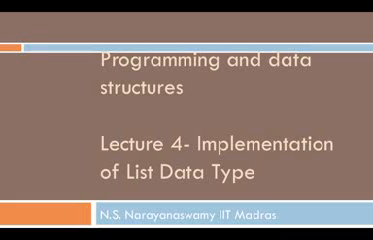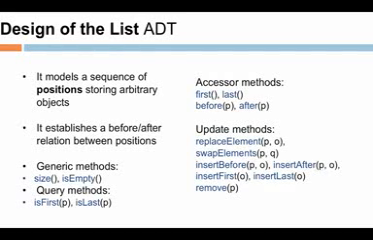So the focus of today's lecture is the implementation of the list data type. Let's just recall what the list abstract data type consists of. The list abstract data type is used to model a sequence of positions storing arbitrary objects. Now the word arbitrary can be a bit misleading. You can assume that it's a sequence of positions storing objects of a certain data type.